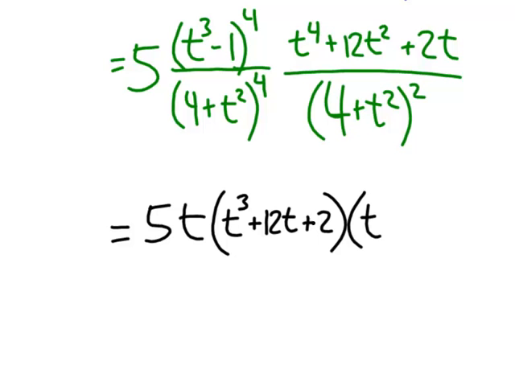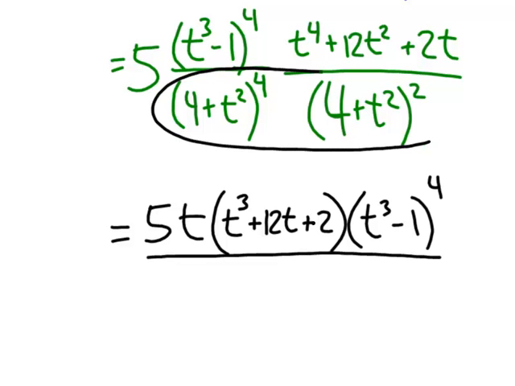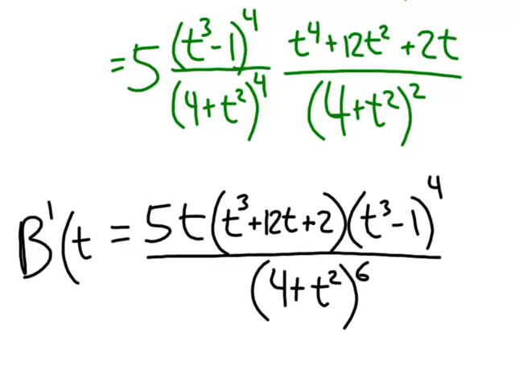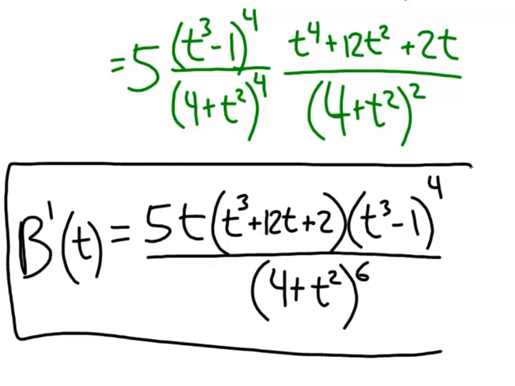t cubed minus 1 to the 4th power, and it's all over this. Let's combine those two to give 4 plus t squared to the 6th power. And I think we're using big B, right? So let's call that big B prime of t equals this. And one last time, we'll discuss checking techniques in class, but we'll call it done for now.